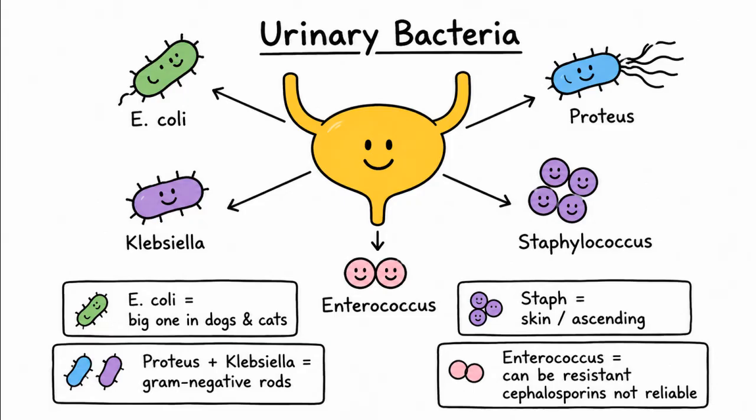E. coli is the big one in dogs and cats. Proteus and Klebsiella are gram-negative rods. Staph can occur, especially from skin or ascending infection. Enterococcus is important because it can be resistant and because cephalosporins are not reliable Enterococcus drugs.